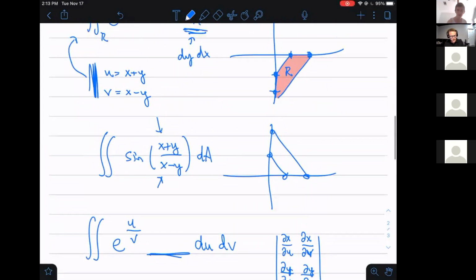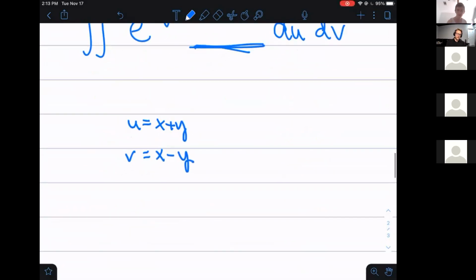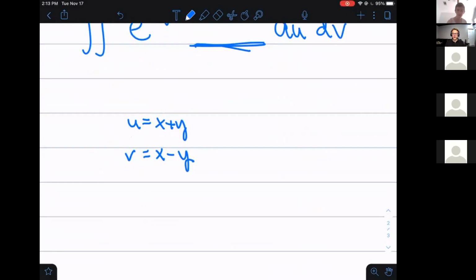Let me just check and be paranoid. And we need to solve these things for x and for y.